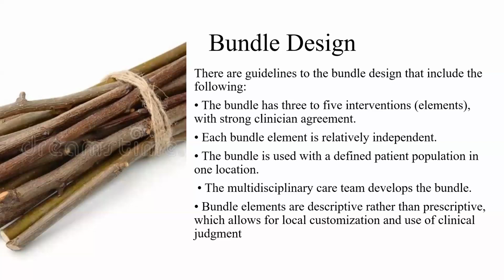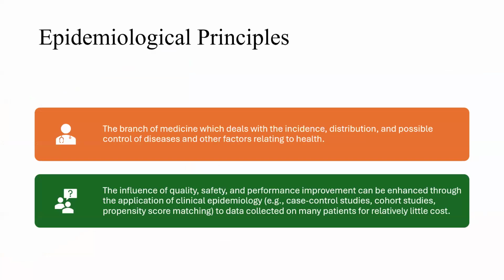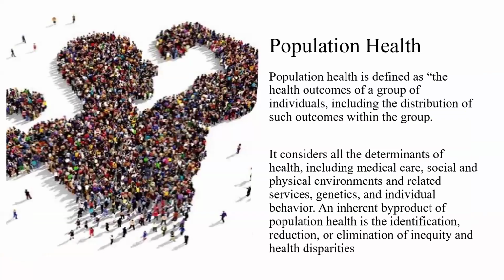An example of where you can use bundles is when you're looking at CLABSI, or central line associated bloodstream infections, or catheter associated urinary tract infections, or ventilator associated events, etc. Another principle is epidemiology principles. This is the branch of medicine which deals with incidences, distribution, and possible control. Another method is population health. This one considers determinants of health, including medical care, social and physical environments related to service, genetics, and individual behavior.